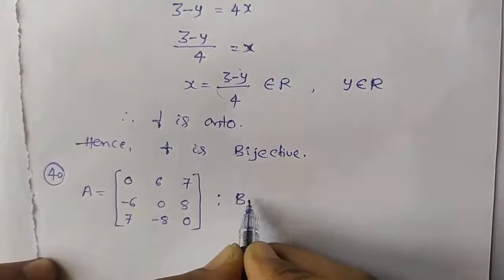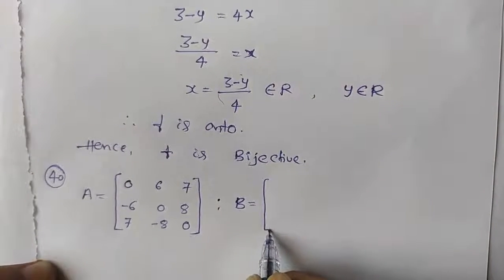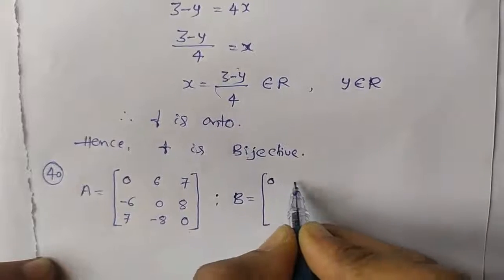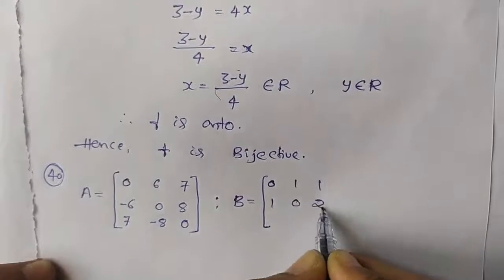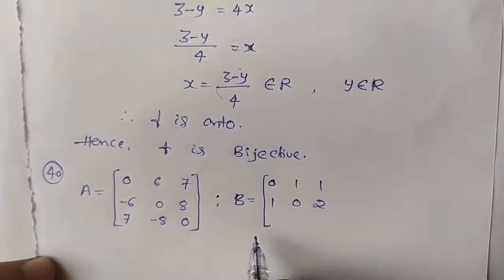Next, write the matrix B: 0, 1, 2, 0, 1, 1, 1, 0, 2, 1, 2, 0.